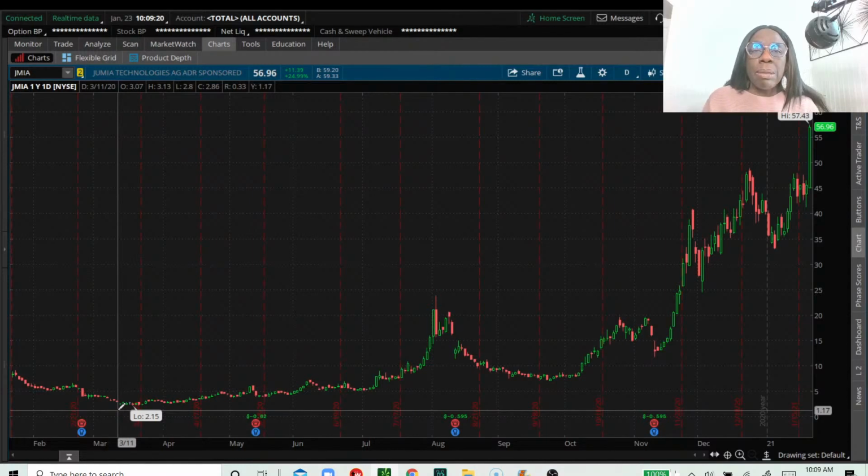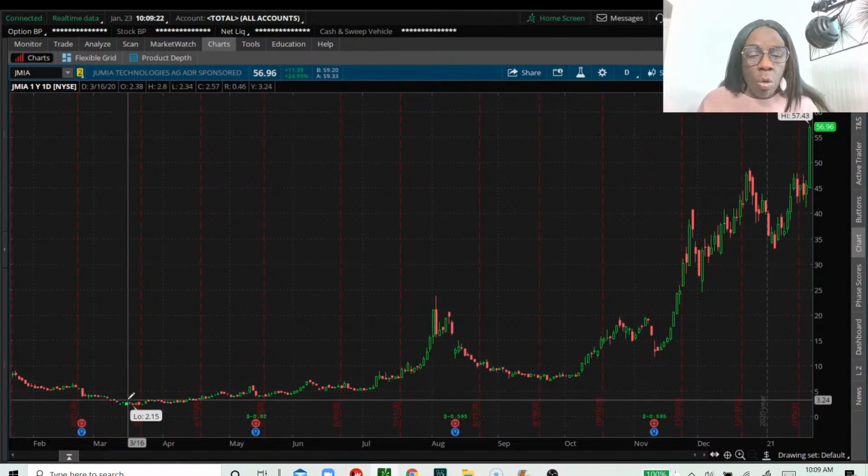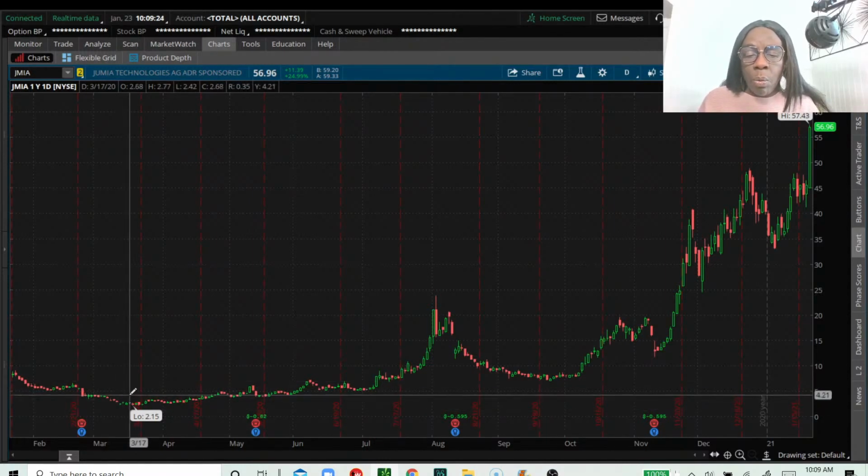The support being the low point, which tends to be the floor. Price action usually will bounce off of support, but if price action falls down through support, then that means the price of that stock is going down.